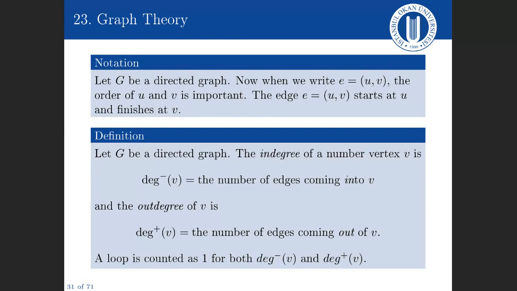Let G be a directed graph, where all of the edges have directions. Then if we write that the edge E is equal to (U, V), then the order of U and V is important. This edge starts at U and it finishes at V. In other words, if this is U and V, the arrow goes from U to V. If we are in an undirected graph, then it doesn't matter which order we write U and V.